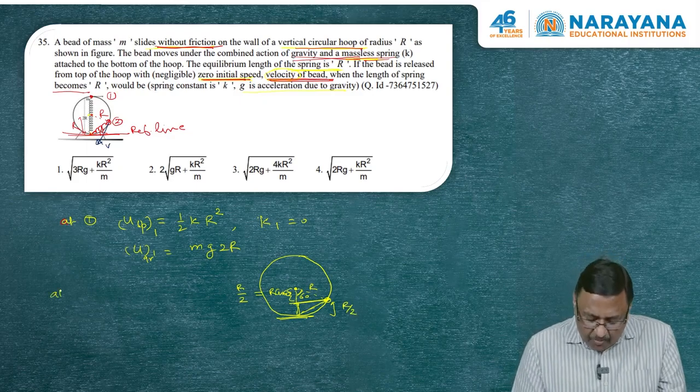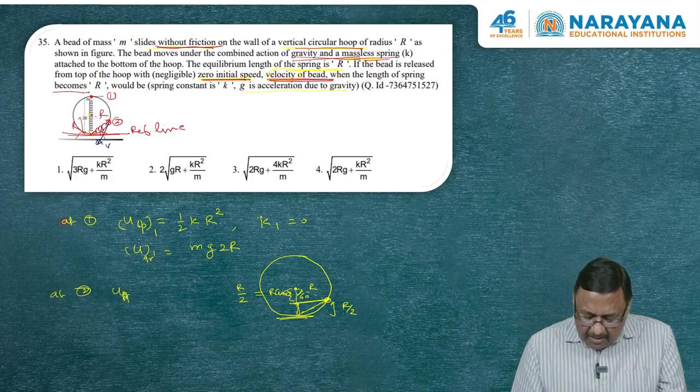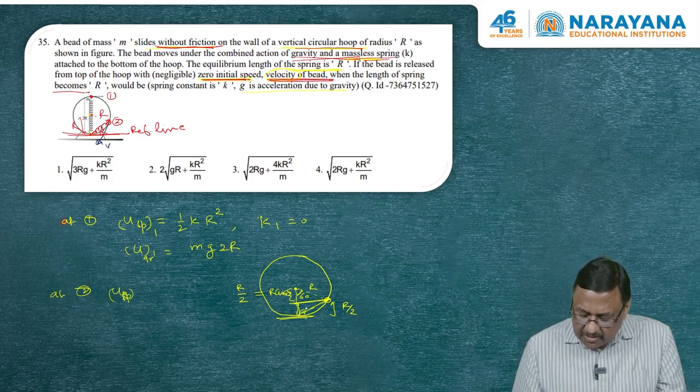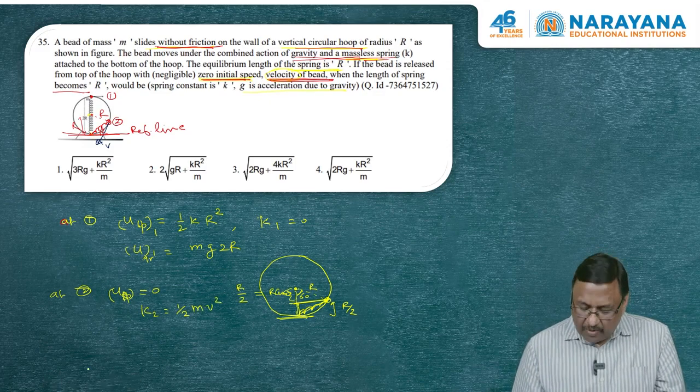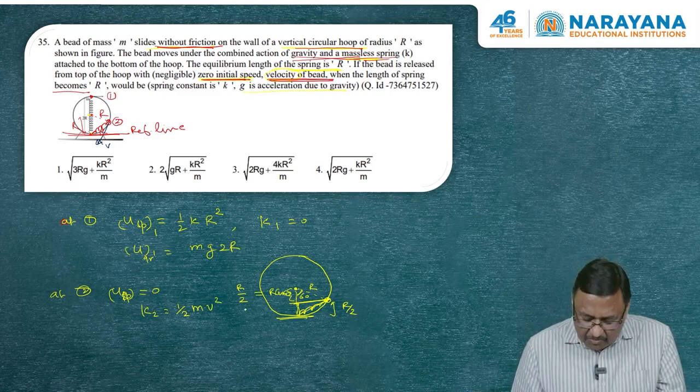So at position 2, what is my spring potential energy? Spring energy, as the question is saying, it has come to its natural length. That means there is no potential energy. But the kinetic energy is there. So kinetic energy at position 2, let me say velocity is v, so I write half m v square. And the spring potential energy at position number 2 is 0. But what is my gravitational potential energy at position 2? Easily you can say mg into R by 2.